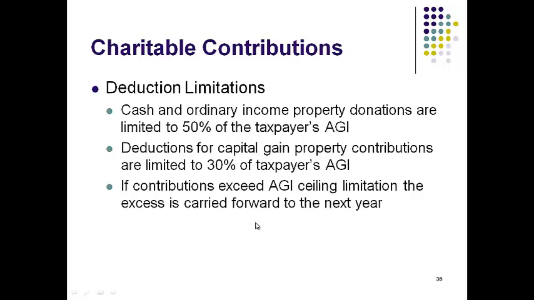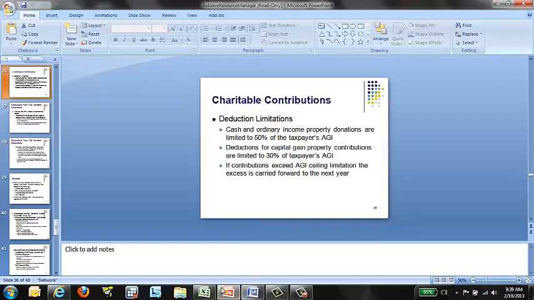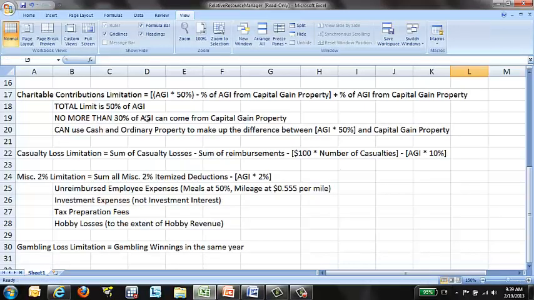So real quickly, I'll get back to that Excel summary talking about different limitations. Here in this section on charitable contributions, the overall limit, like I said, is 50% of AGI. It's just that you can't make that whole 50% from capital gain. So the formula that I've put out here is, first we start with the max we're ever going to be able to deduct, half of our AGI.